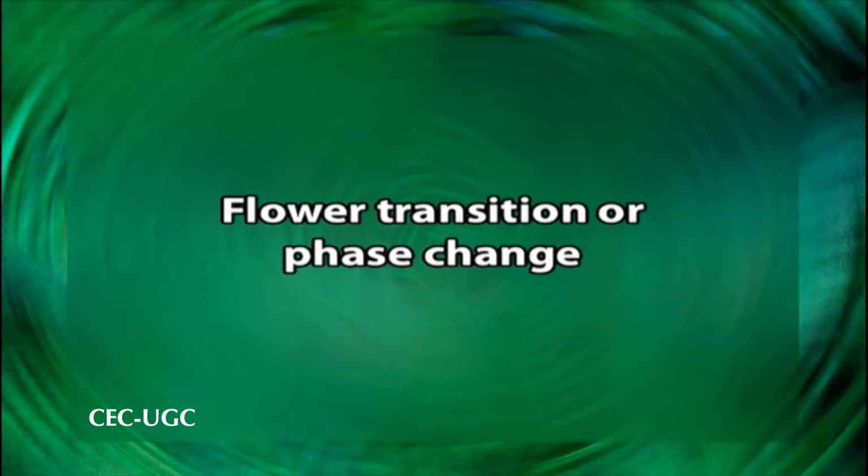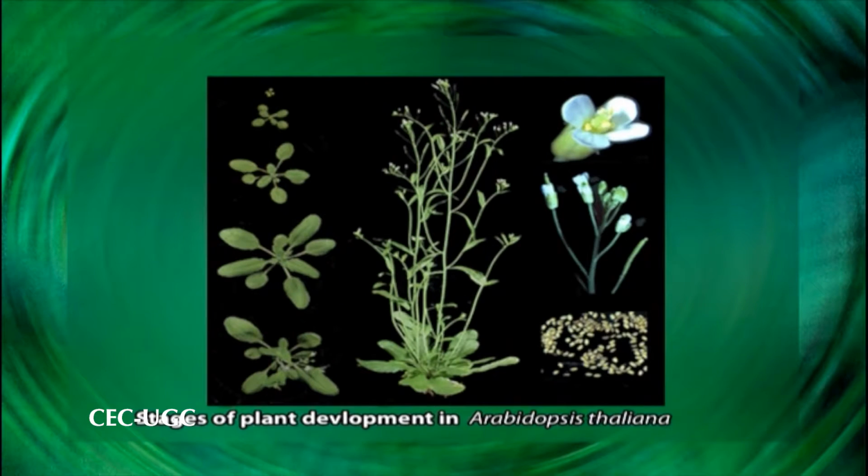Flower transition or phase change. The transition to flowering is one of the major phase changes during the life cycle of a plant. The transition must take place at a time that is favorable for fertilization and the formation of seeds, hence ensuring maximal reproductive success. To meet these needs, a plant is able to interpret important endogenous and environmental signals.